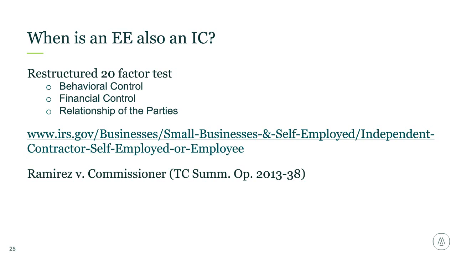And so Ramirez versus Commissioner basically came down and said Ramirez was not only an employee of his employer, but he also performed independent contractor duties, and therefore he was entitled to also be considered an independent contractor for reporting. So it's possible to have both sides. You want to be very careful about the structuring of that relationship.